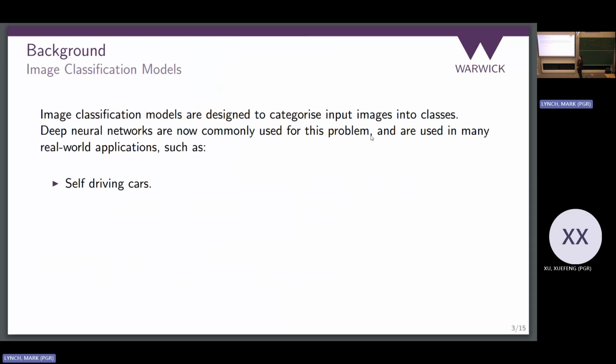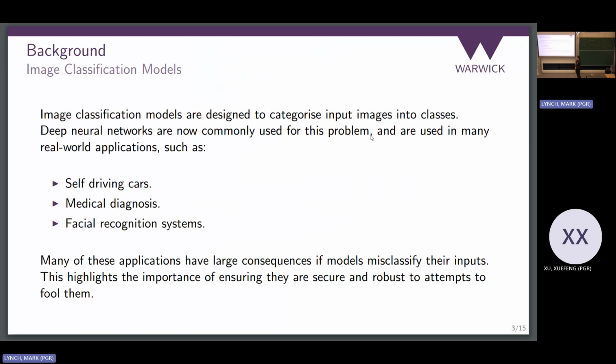You can imagine a self-driving car. It's going to need to be able to recognize different road signs and things like pedestrians crossing the road. These models are also used in medical diagnosis and things like facial recognition systems. I'm sure a lot of you have these on your phones these days. The reason I brought up these applications is that they have large consequences if models misclassify their inputs. So we want to make sure that they are secure and robust to attempts to fool them.